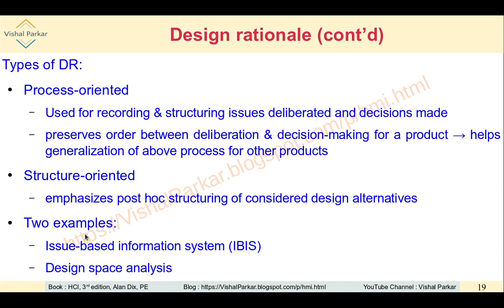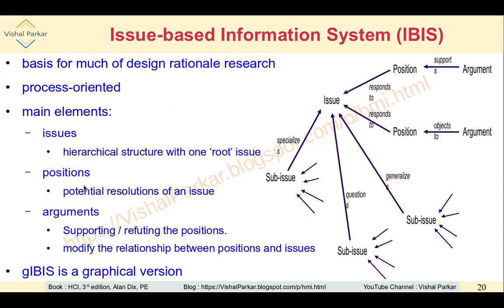Now there are two example systems or approaches for each of process oriented and structure oriented. So issue based information system, or IBIS, is the example of process oriented, whereas design space analysis is the approach for structure oriented type of design rationale. We'll see the issue based information system now. Now this is the basis for much of the design rationale research so far. As we have just said, it is process oriented.